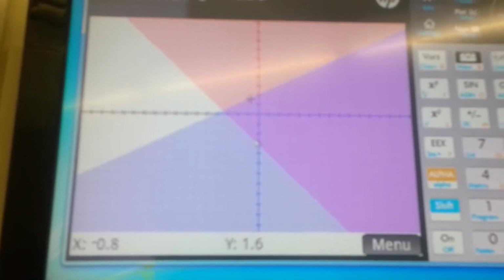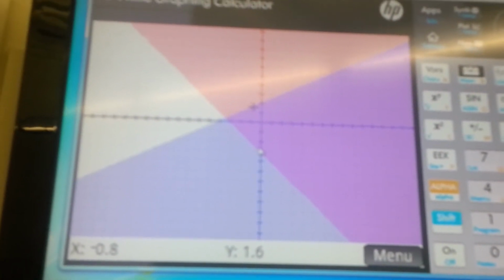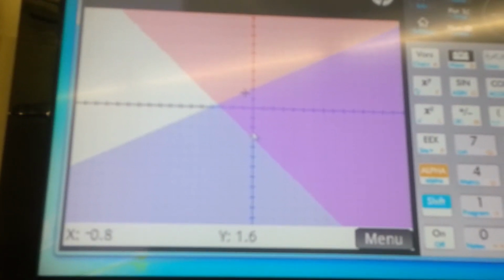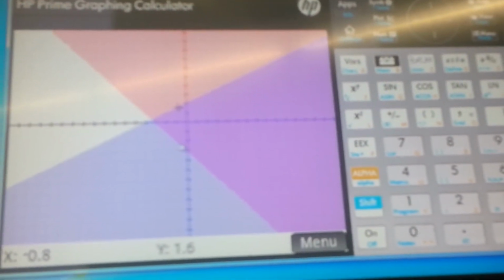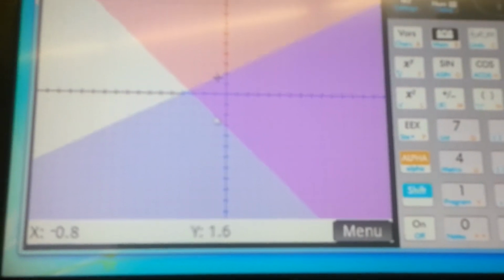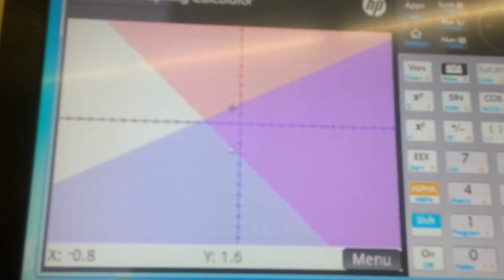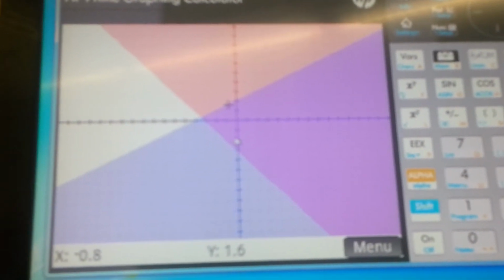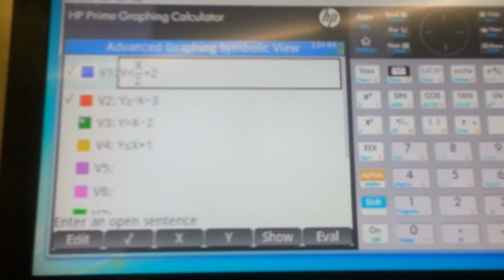One of the other things about the technology: technology is great, you can do all kinds of cool things with it. But it might be impossible to tell from the graph that a calculator gives you whether a line is solid or dotted. So that's one of the things you need to know. What I just graphed was example 91.1. Now 91.2. Let's check those two.